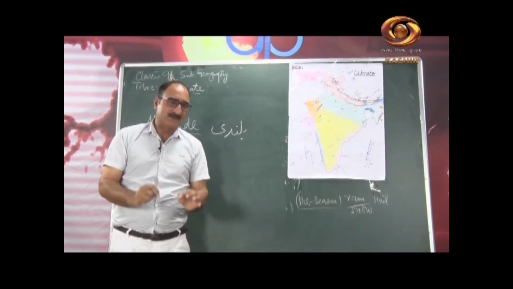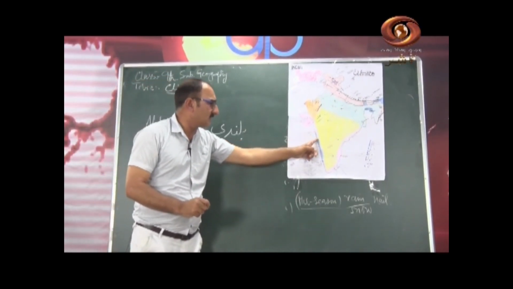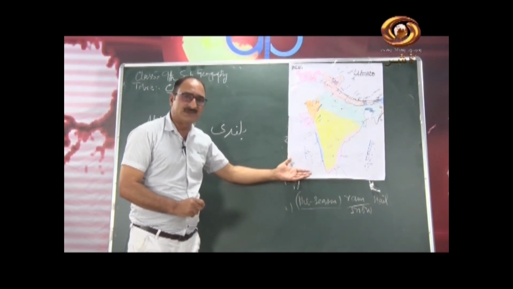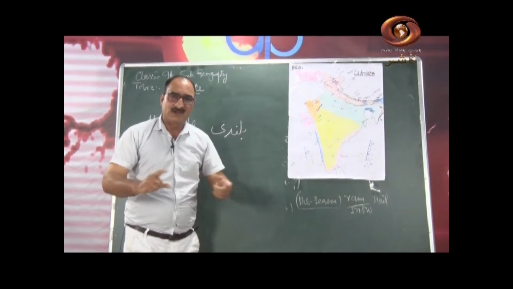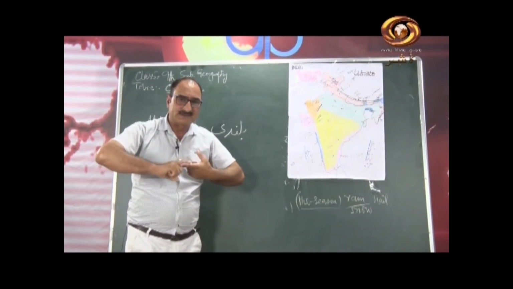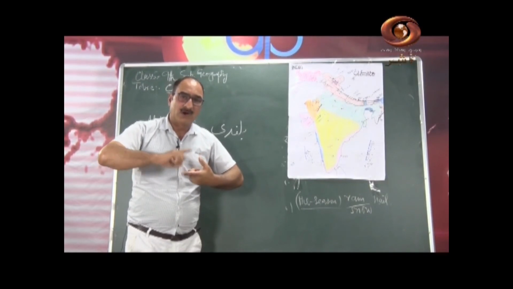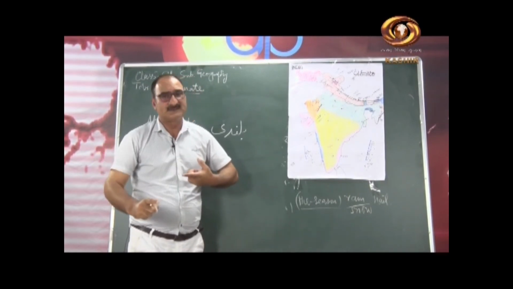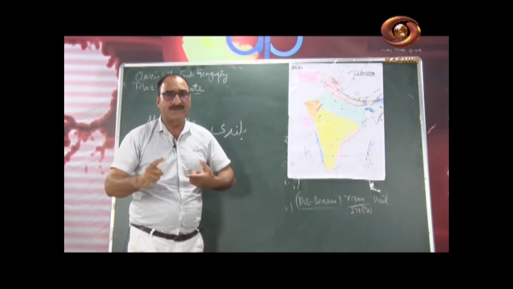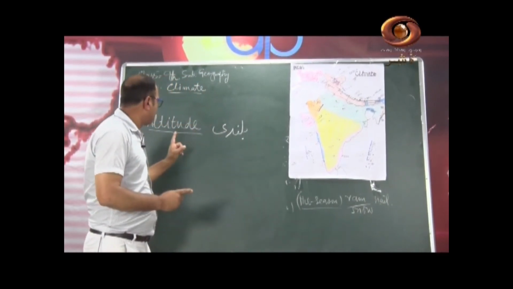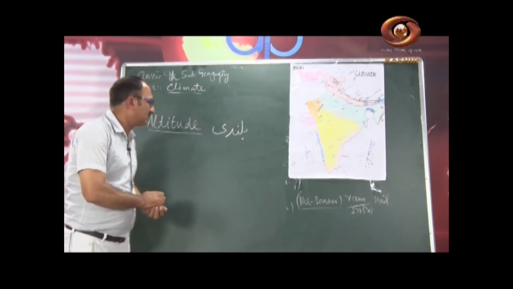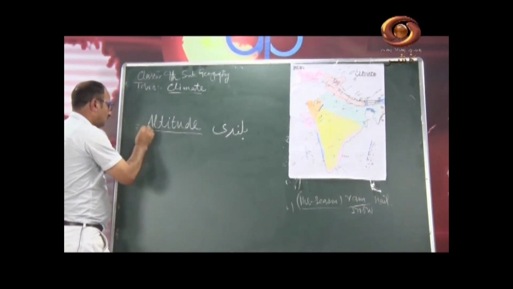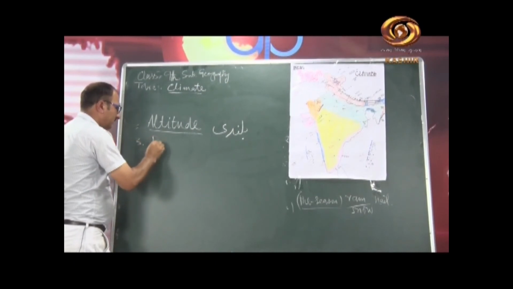I give you the example of the Western Ghats. When the southwest monsoons enter India, they strike against the Western Ghats and cause rain, because the mountains and hills are responsible for modifying the climate of a place. So mountains also modify the climate of a place, so it is a second factor which affects the climate of a place. Number third is relief.